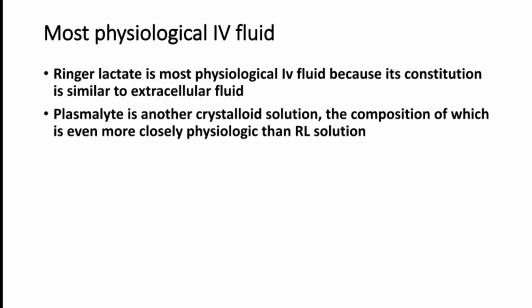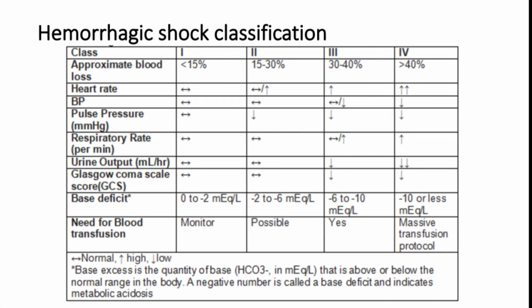But in hemorrhagic shock, treatment is slightly different. You have to classify the shock according to the clinical findings: class 1, class 2, class 3, class 4, and the treatment strategy is slightly different in different classes. Initially, in any case of hypovolemic shock, including hemorrhagic shock, you give normal saline.